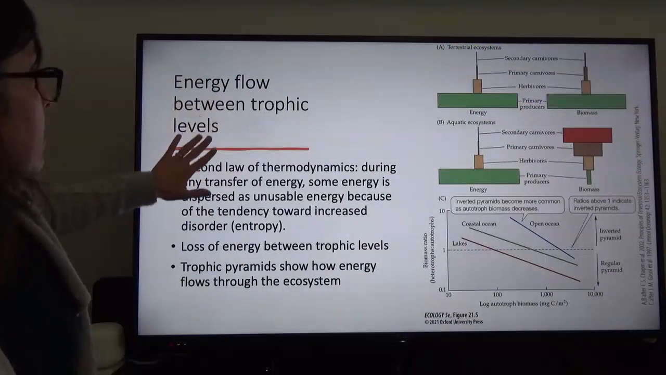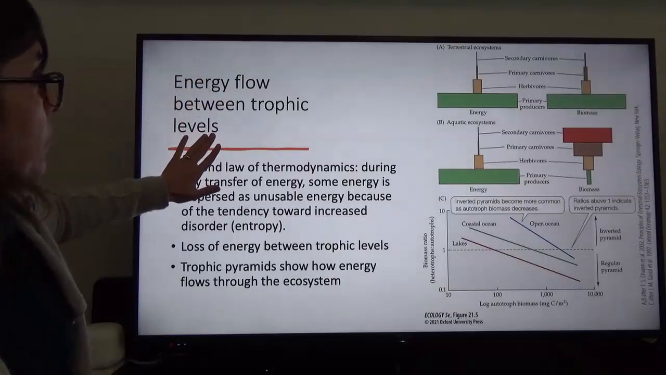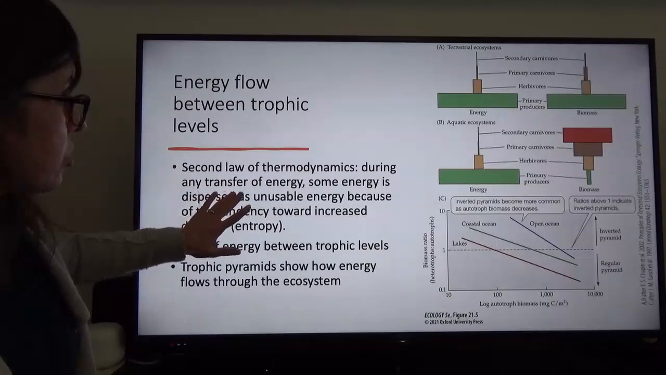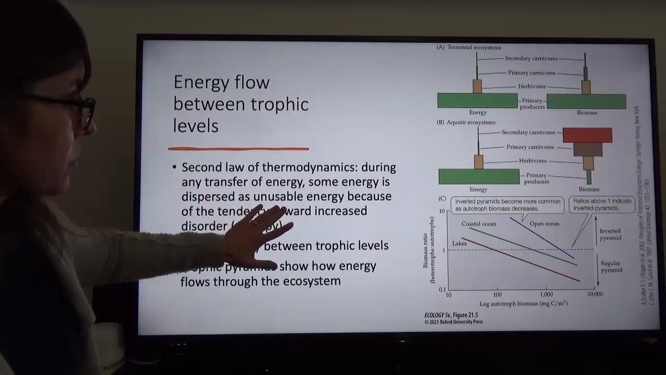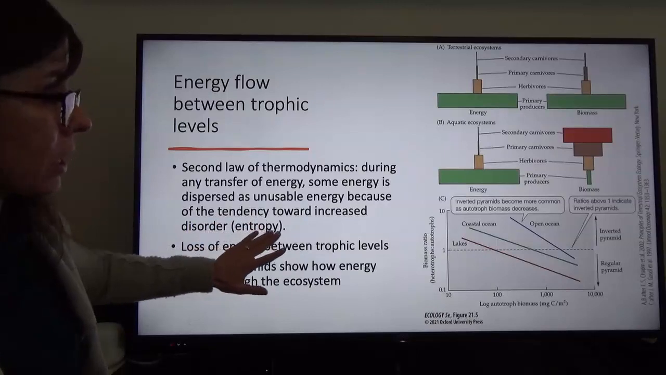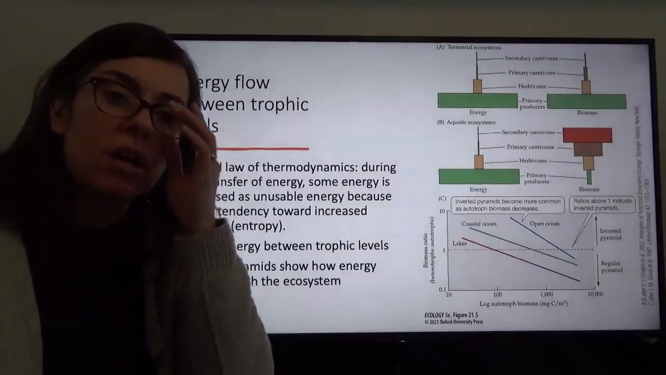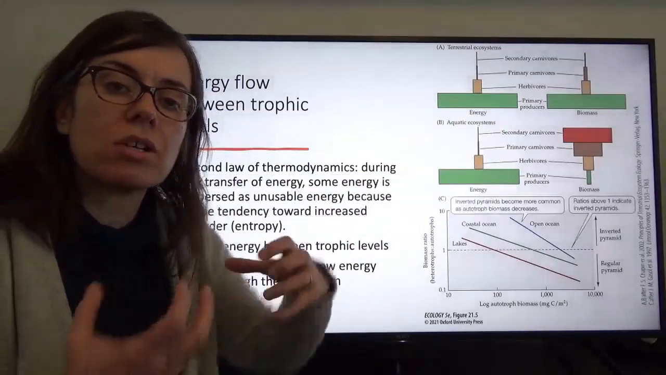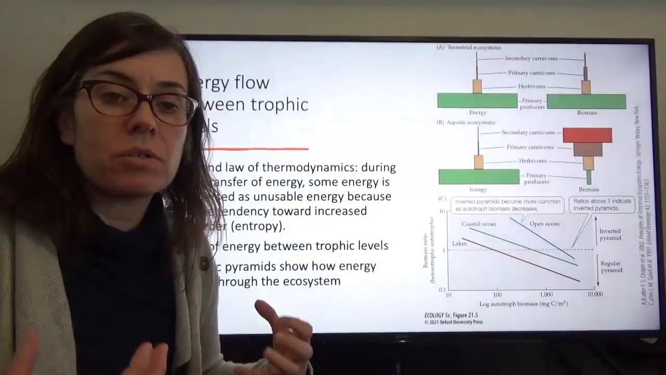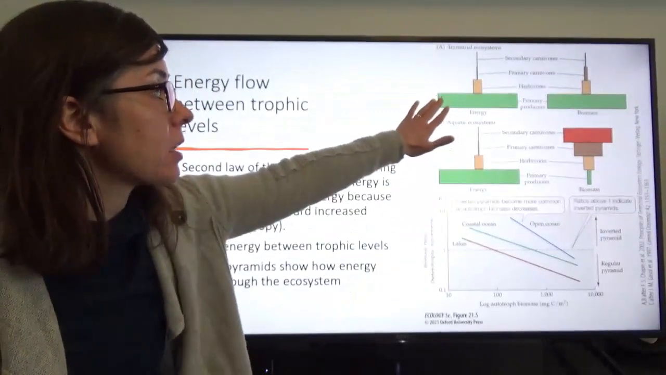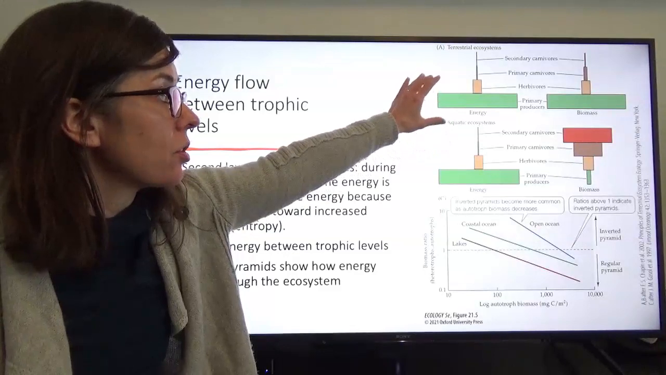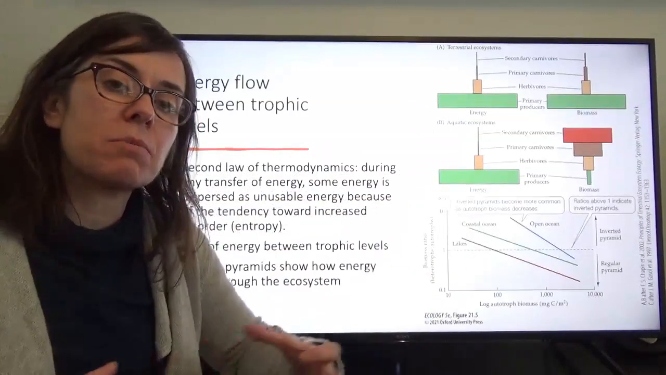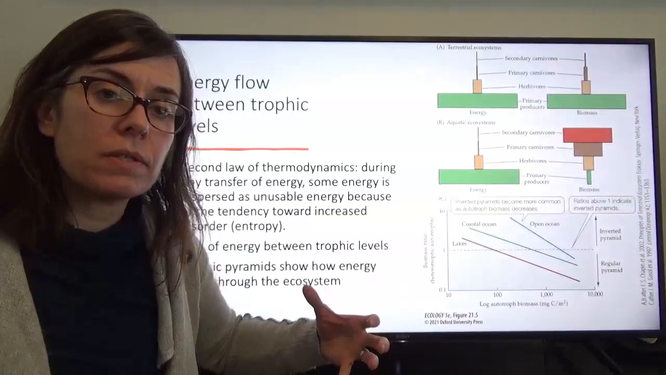Okay, the next piece I want to cover is this idea of energy flow between trophic levels. This is going way back to high school probably for you folks, but the second law of thermodynamics is that during any transfer of energy, some energy is dispersed as unusable energy because of the tendency toward increased disorder, or entropy. We can think about this in the context of trophic interactions. A huge amount of energy is locked away in the bodies of primary producers. So this autotrophic biomass production, there's a huge amount of energy locked away in that, in both terrestrial ecosystems and aquatic ecosystems. The vast majority of energy is in the autotrophs.